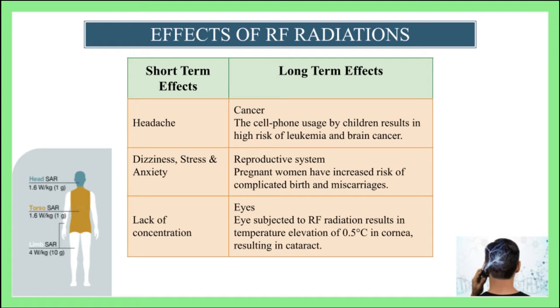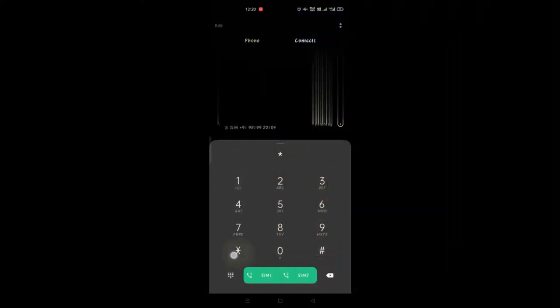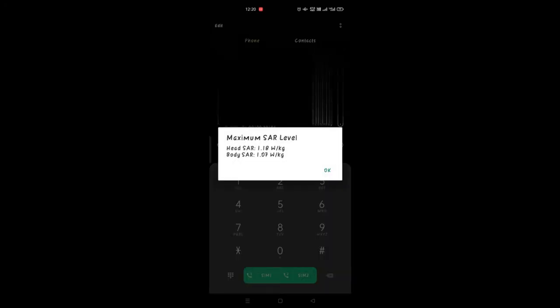Okay, so now after understanding all the things about SAR, let us now have a look at the SAR value. To find the SAR value of your cell phone, just open your dial pad and type *#07# and call it. You will find your cell phone's SAR value.